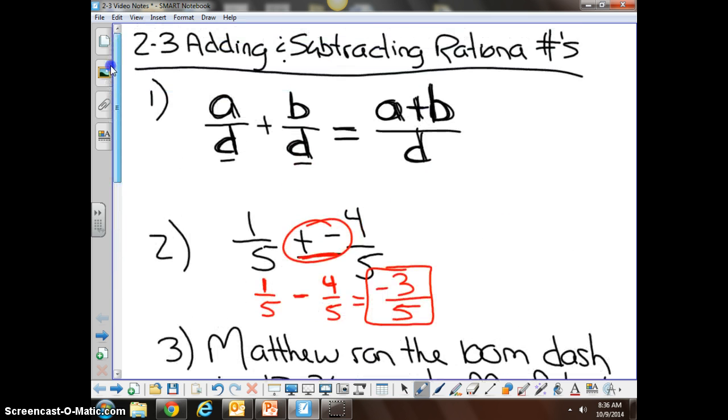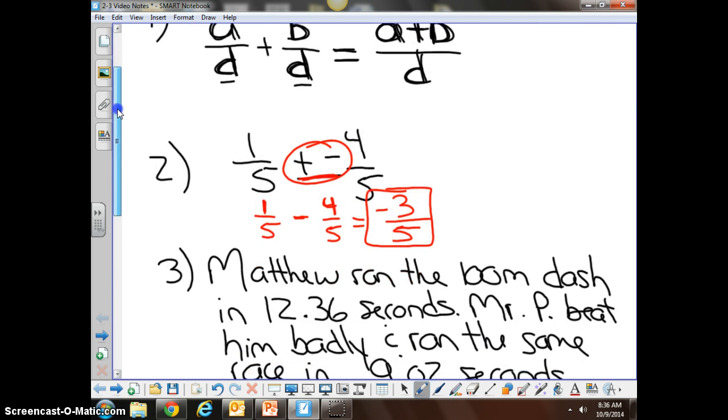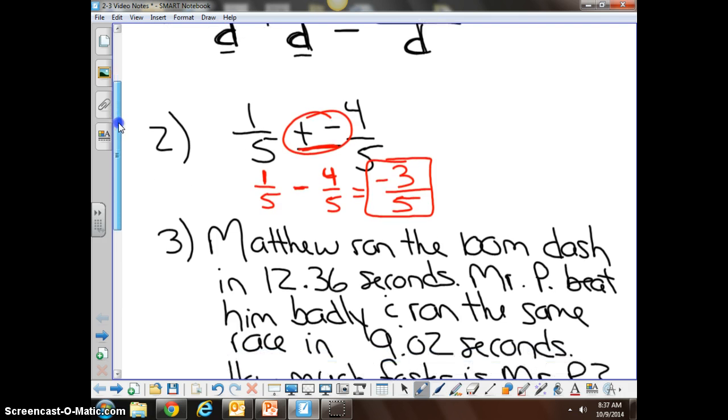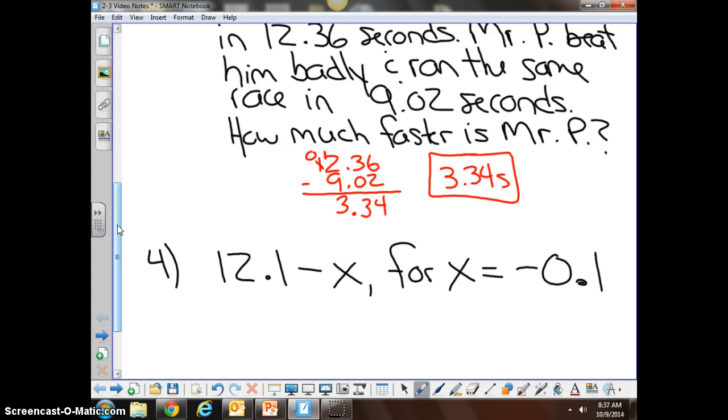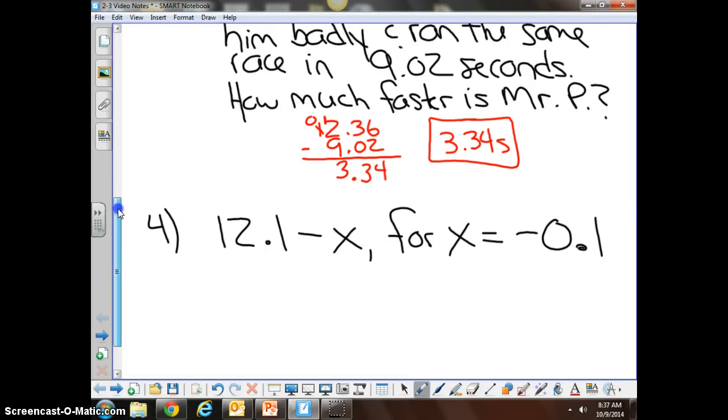Again, we are adding and subtracting rational numbers. We know that 1/5 and -4/5 are rational numbers because they are fractions. And we know that 12.36 and 9.02 are rational numbers because they are decimals.